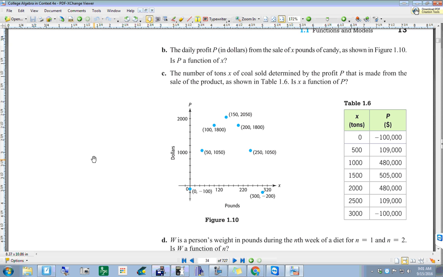Okay? So, is that a function? If I sell absolutely no coal, I lose $100,000, right? I mean, there's no situation where I sell 2,000 tons of coal and make 480,000, and sell 2,000 tons of coal again and only make 109,000, right? Doesn't happen according to the chart. Okay.